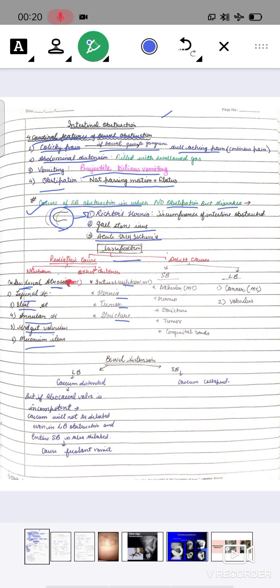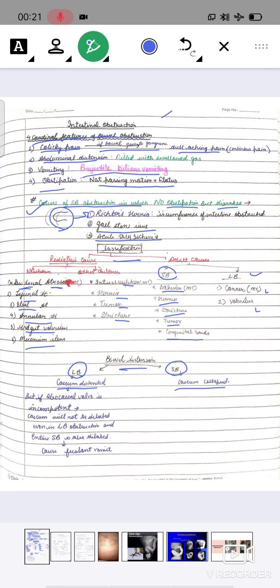The adult cause of small bowel obstruction will be adhesion, which is the most common, then hernia, strictures, tumor, and congenital bands. The large bowel obstruction is caused by cancer and volvulus. As we see bowel distension, in case of obstruction of the large bowel, the cecum will be distended, whereas in small bowel obstruction the cecum will be collapsed.